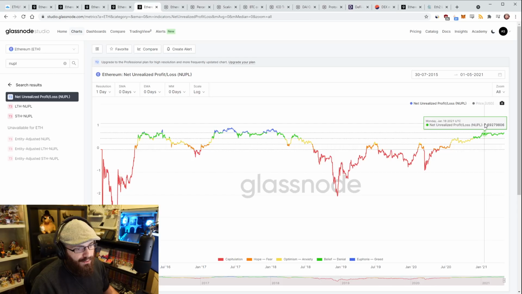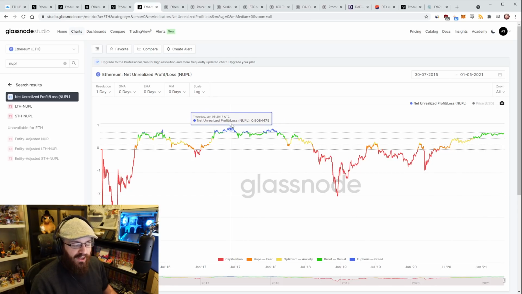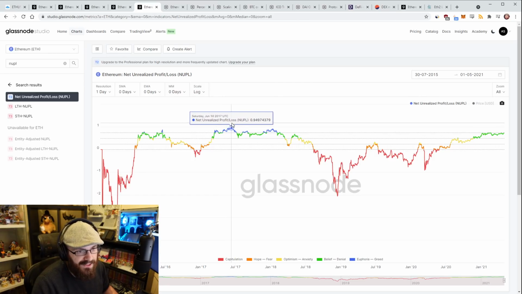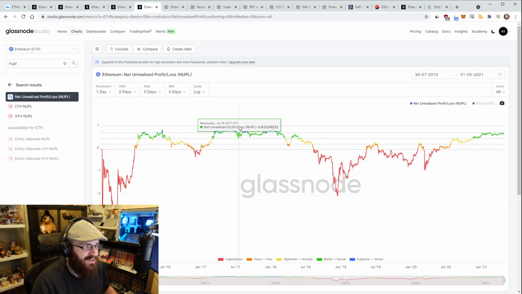And basically the blue zone is essentially like everyone's super rich, right? Paper rich. Everyone's made so much money off ETH, and it has worked before as a kind of local top indicator here. So the perfect example is what happened in 2017 when ETH ran from $10 to $420 in 6 months. Everyone was in massive profit, right? And then there was that massive dump where ETH went from 420 to 120 in like a month.